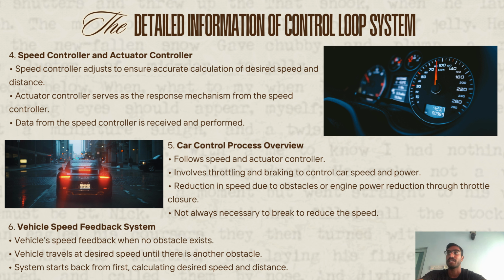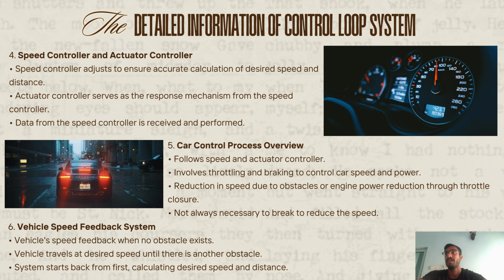And the next part of the block diagram would be the controller process. Under the controller process there are two parts. One is throttling and the next one is braking. Throttling and braking are there in order to control the speed and power of the car. This will be helpful when there's an obstacle in front of the car.